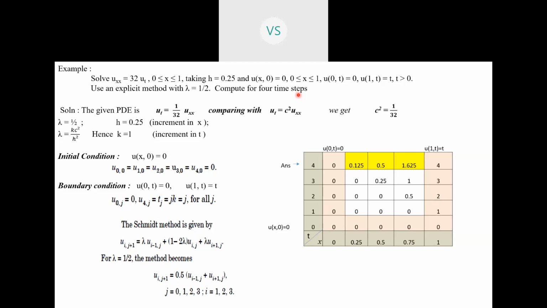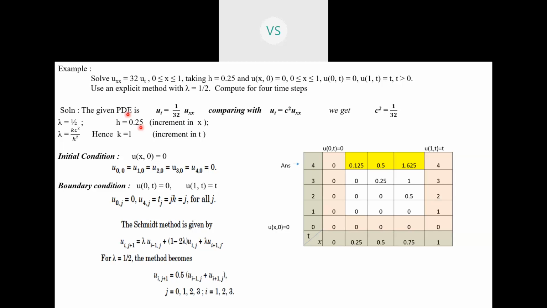Because the t interval is not given to you. As you can see over here, the x interval is given, x varies from 0 to 1. Like this, the t interval is not given to you. So from this you have to find the initial value of t and final value of t.